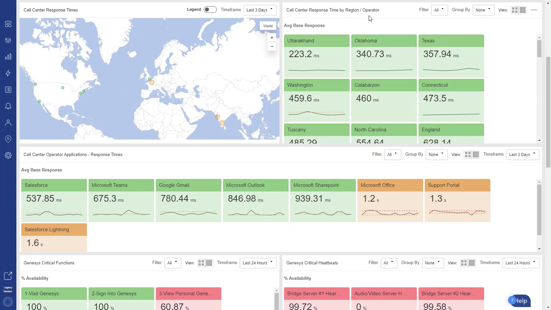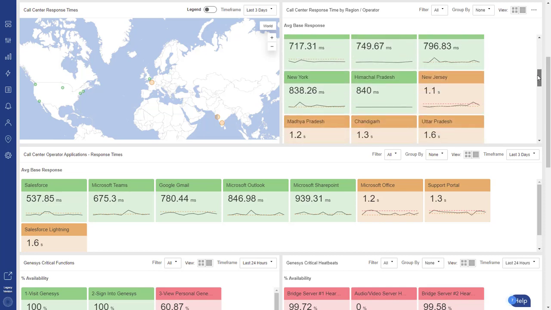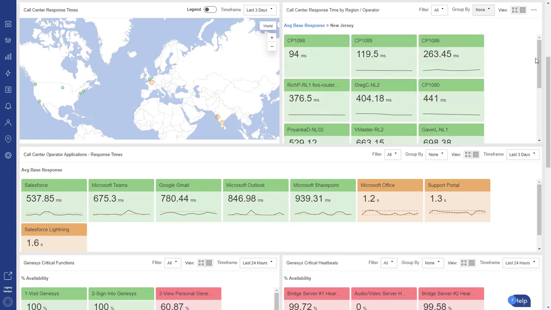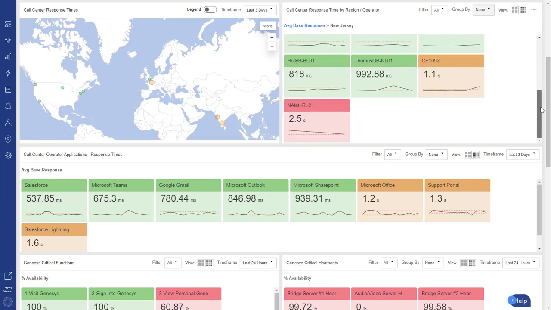Moving across to the right, I'm looking at operators per region. Since all our operators are now remote, I would need to understand, are there any issues either per operator or per location? Here I can see New Jersey. When I click in, these are all my operators in the Jersey area, and I can see who's having issues and who's performing at their top level.